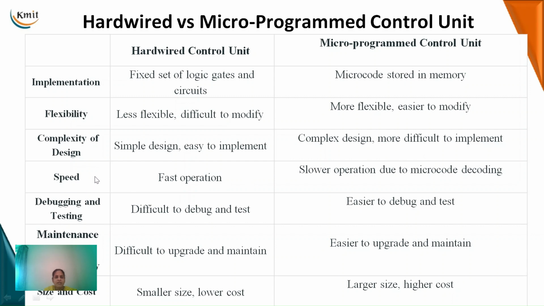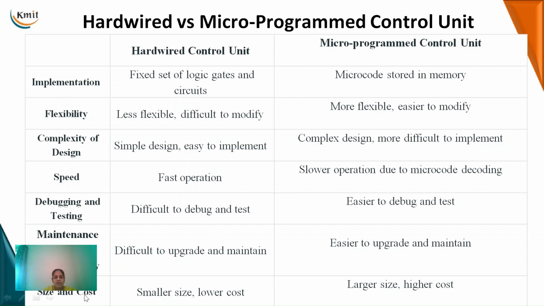In terms of speed, the hardwired control unit is fast when compared to a microprogrammed control unit, which is slow in operation. In debugging and testing, it is difficult to debug and test in case of hardwired, but here it is easy to debug and test by using some debugging tools. It is easy to be done. And in case of maintenance and upgradability, you cannot easily upgrade or maintain the hardwired control unit. In case of microprogram, it is very easy to upgrade and maintain.